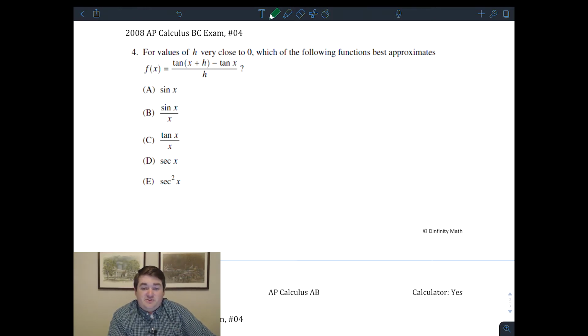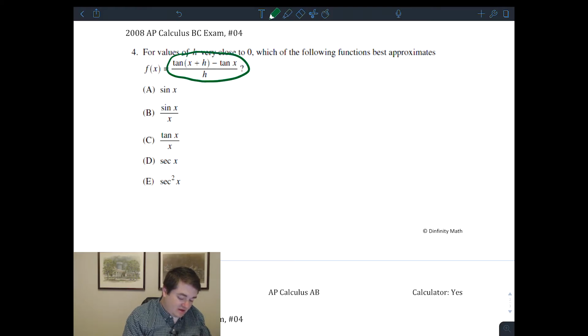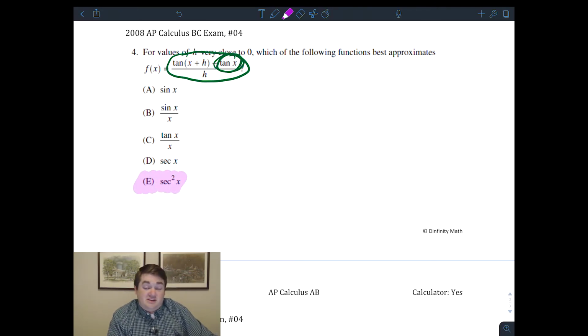For values of h very close to 0, which of the following functions best approximates f of x equals tangent x plus h minus tangent x over h? Well, when they say for values of h very close to 0, they're talking about a limit. Hopefully you recognize this as the limit definition of the derivative: f of x plus h minus f of x over h. So this is just a big way of saying, what's the derivative of tangent x? We learned that one today. The derivative of tangent x is secant squared x, so my answer is E.